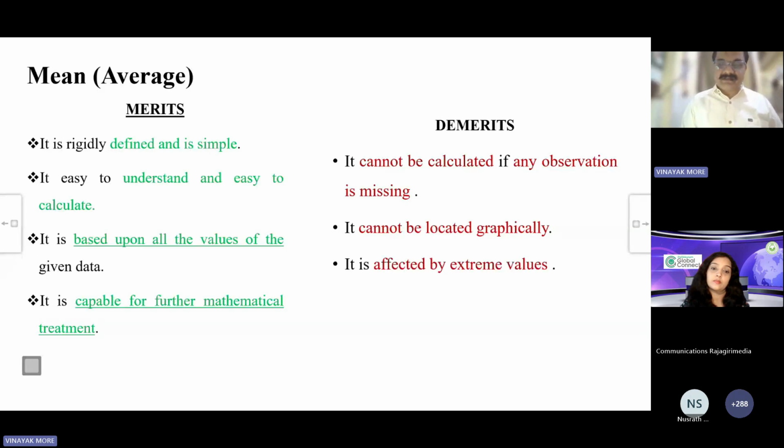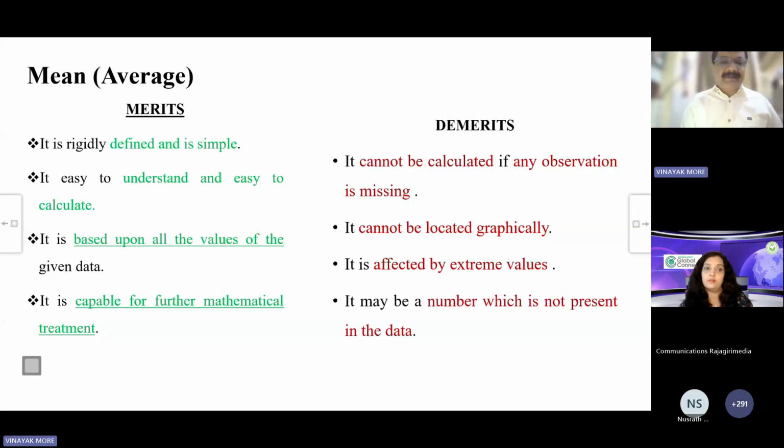It is affected by extreme values. For example, there are some students who have performed either at a very high range or at a very low range, which is not in line with the overall class performance. Then the mean value will be affected.